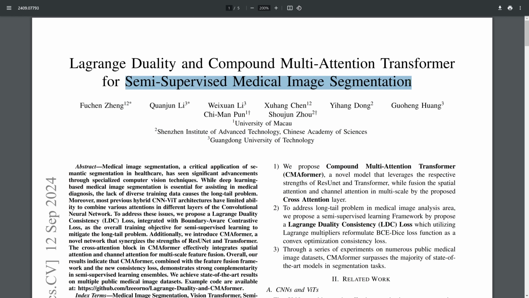Now, if I would give you the topic here, cluster this, what would be the cluster structure? Would you go with medical image segmentation? Would you go with healthcare? Would you go with vision technology? Would you go with a hybrid convolutional neural network and a vision transformer? Would you go with a Lagrange duality consistency loss function? Would you go with the long tail problem?